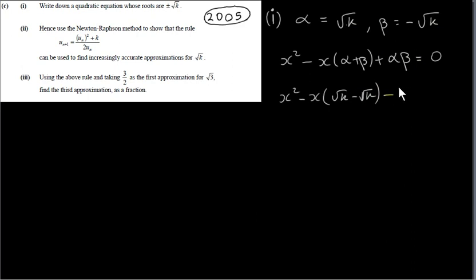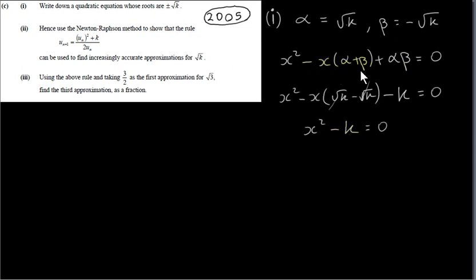Well, root k by root k is k. Root k by minus root k gives minus k. So we end up getting x squared minus k equals 0. You can see that root k minus root k is 0. We get 0 there. So this is our quadratic equation. There is no x term actually. We just have an x squared term and a constant term. The constant term is k, minus k.